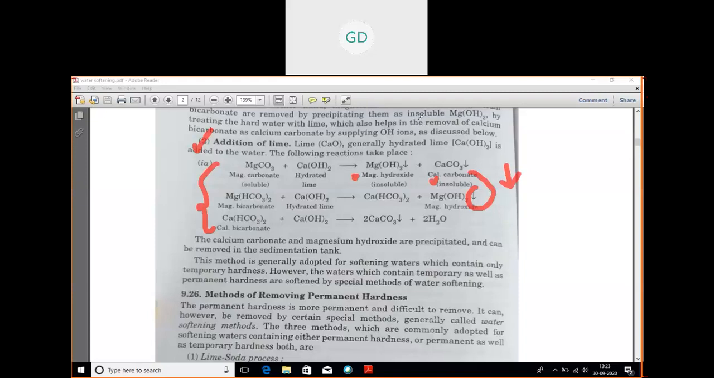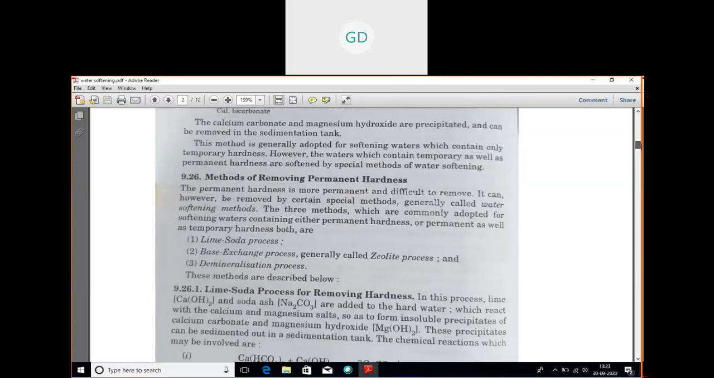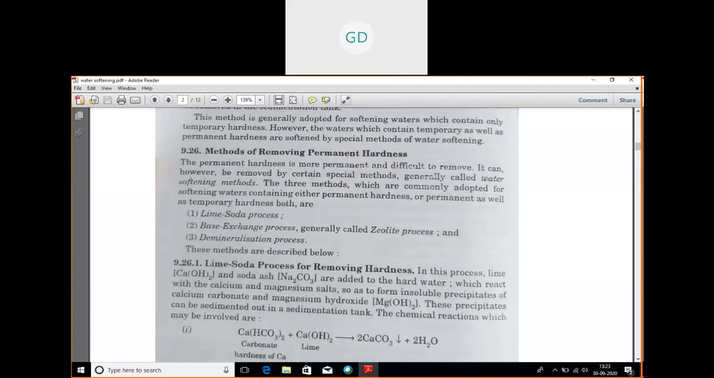Okay, so you write down all these things in your copy. So next, what are the methods for removing permanent hardness? Permanent hardness also, you see here. Just you need to remember the names and a little bit of the definitions, not to go much through. Number one is your lime soda process.